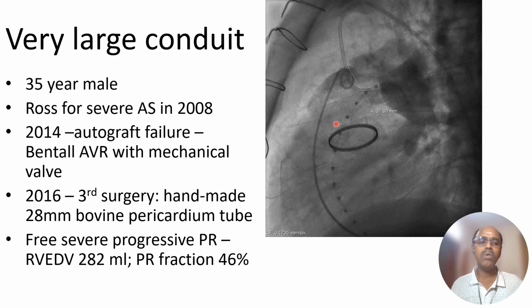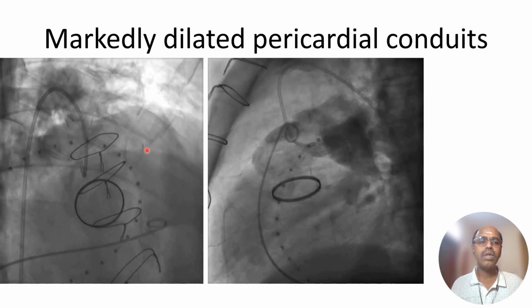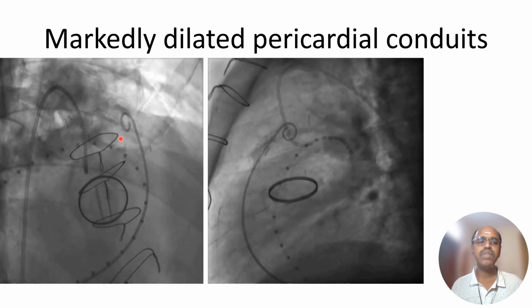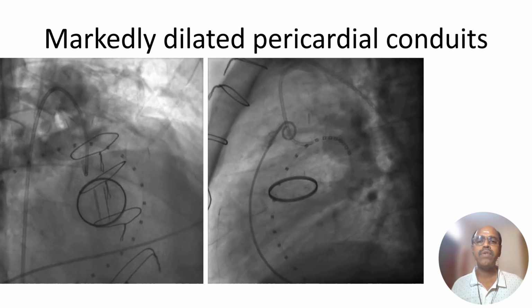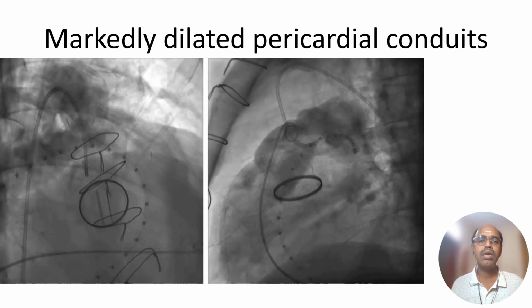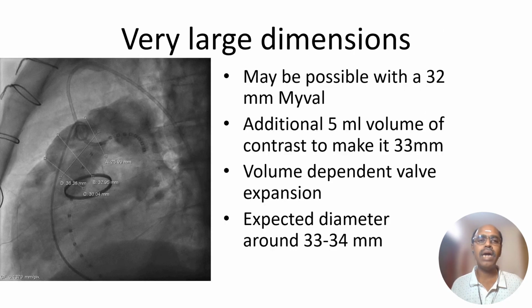So this hugely large 28 millimeter handmade bovine pericardial conduit now needs a valve. When you are doing the angiogram, there is severe free pulmonary regurgitation with a massively dilated right ventricular outflow tract. It's a tubular conduit, but it is markedly dilated. And if you look at the dimensions, it's almost 28 millimeters. Maybe possible with a 32 millimeter MyVal because it's very expansile.